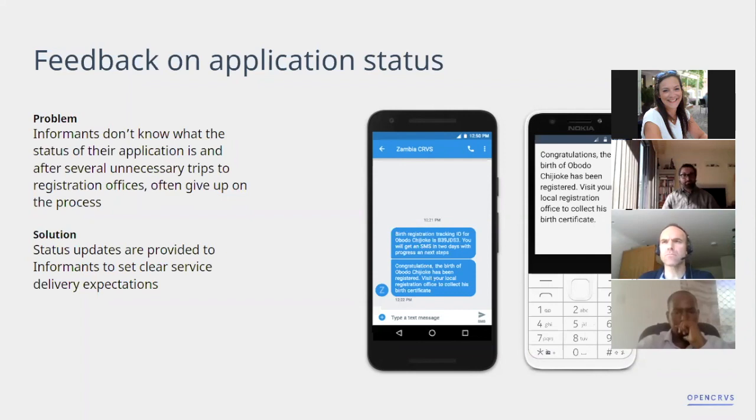What OpenCRVS allows is status updates provided to the informants to set really clear service delivery expectations. We'll tell the user via SMS, although this could be delivered via other communication methods depending on the country, what status their application is at, when they should visit the office, and what they need to bring to make sure that the individual's experience is a really positive one. Wouldn't it be great if, at the end of the birth or death registration process, people thought, do you know what, I'd absolutely do that again.